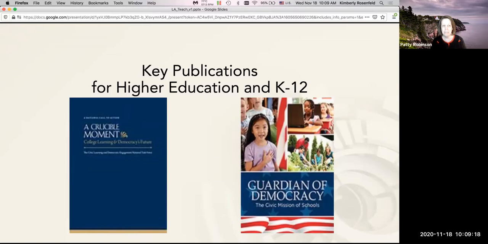But it is a great look at what the role and obligation of higher education really should be as we take a look at the problems that are pressing throughout our country today with regard to a lack of civic knowledge. The second document, Guardian of Democracy, which was published about the same time, I couldn't get the exact date, I think maybe a year after, is looking at the problem, but in K-12. For those of you who are going to be working specifically with K-12, I highly recommend that you take a look at this document. Again, it's free, it's online, you can download it. It's not that long, but it really goes into the major issues confronting K-12 and how K-12 can play an incredible role in helping increase our civic knowledge and literacy throughout our country.